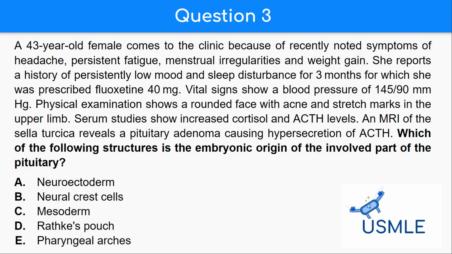A 43-year-old female comes to the clinic because of recently noted symptoms of headache, persistent fatigue, menstrual irregularities, and weight gain. She reports a history of persistently low mood and sleep disturbance for 3 months, for which she was prescribed fluoxetine 40 mg. Vital signs show a blood pressure of 145 by 90 mm mercury. Physical examination shows a rounded face with acne and stretch marks in the upper limb.